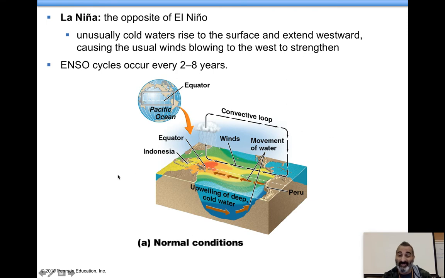And by the way, these cycles, they say, are between 2 and 8 years. Here in San Diego, we hear about a lot. We'll hear about an El Nino or a La Nina year. And it's, like I said, it's generally dictated by these air pressures moving these wind patterns.